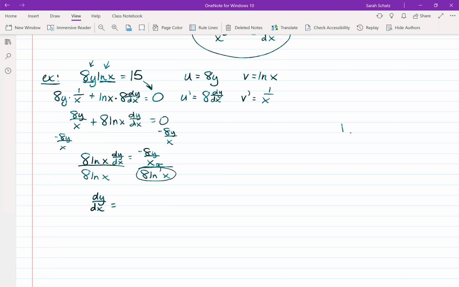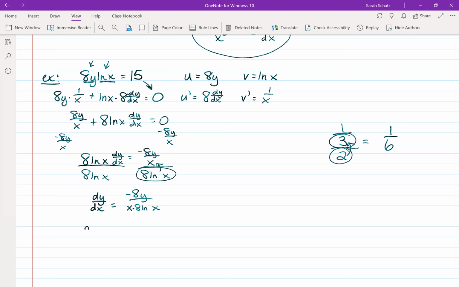So just, so you don't have to do a bunch of fraction, flipping and multiplying stuff. For example, if you have 1/3 and you divide that by 2, what do you get? You get 1/6, because what ends up happening is this value you're dividing by just joins the denominator. So that's what's happening here. You're going to end up with negative 8y over x times 8 natural log x. It just joins the denominator. Another thing to divide by.